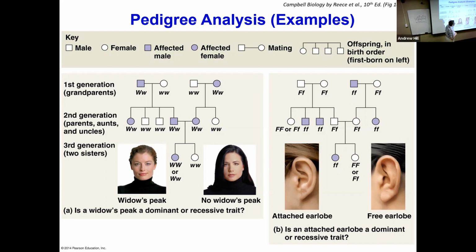This was for free earlobe versus attached earlobe. Having an attached earlobe is thought to be recessive. So this person, for example, is small f. Having a free earlobe would be big F, big F, big F, small f. So it's really very similar. If you look here, for example, there are 2 people with free earlobes, but they're both heterozygous.